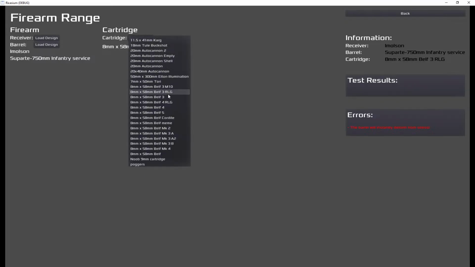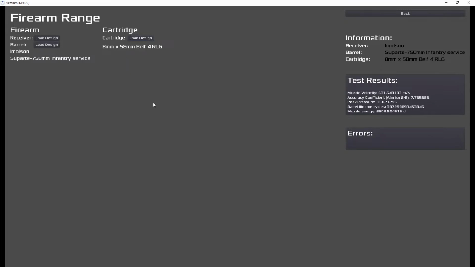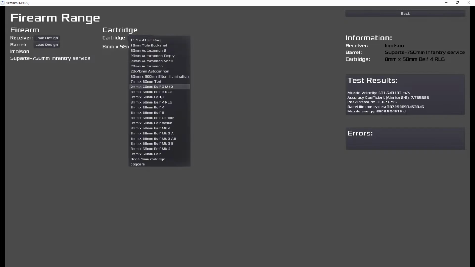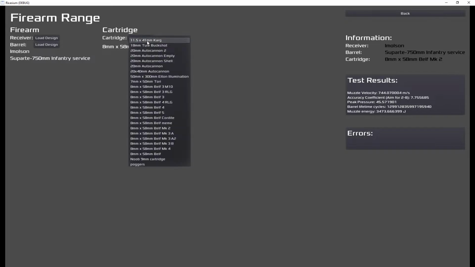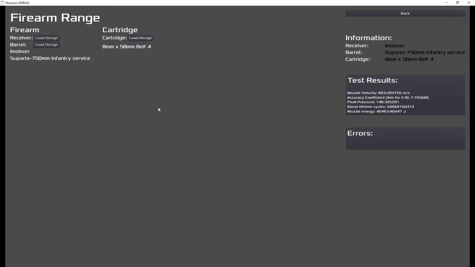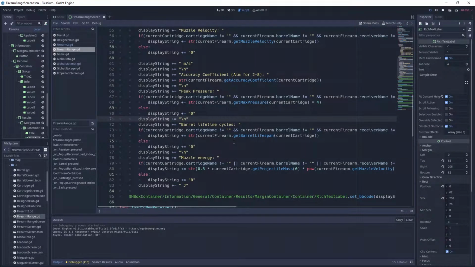So the RLG. So this RLG one is really 31 megapascals for that. I don't know what to think anymore. But okay, so now that we have this, this is close enough. Let's just not think about it anymore.